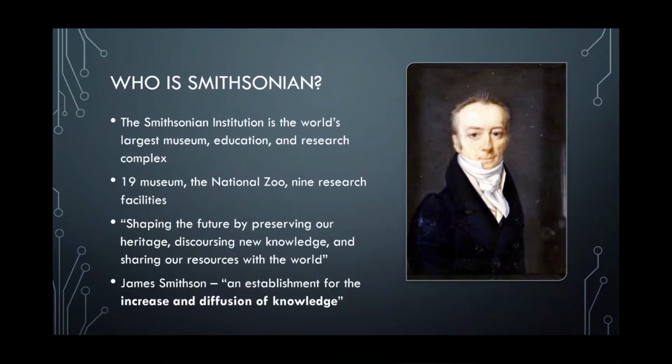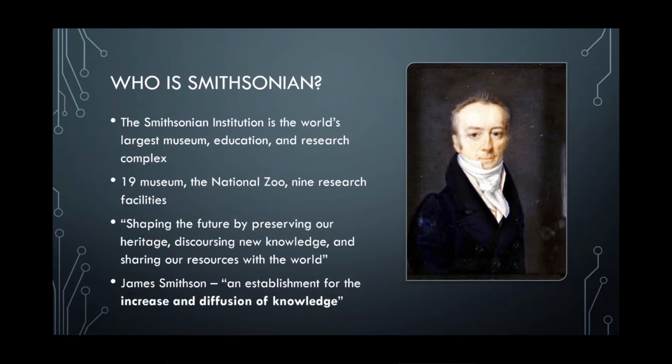The background of the Smithsonian was that there's this British scientist named James Smithson, and when he passed, he left his will, all his belongings to the United States, which was weird because he had never been to the United States. And he left this quote here in his will that with his grant for the United States, he wanted it to be towards something that was shaping the future by preserving our heritage, discovering new knowledge, and sharing our resources with the world.